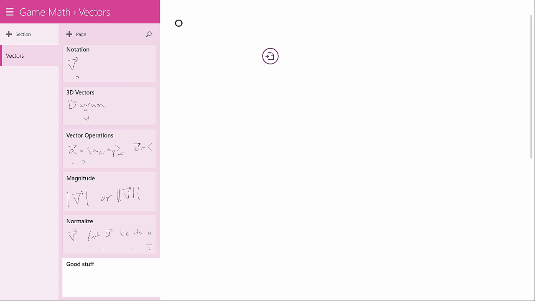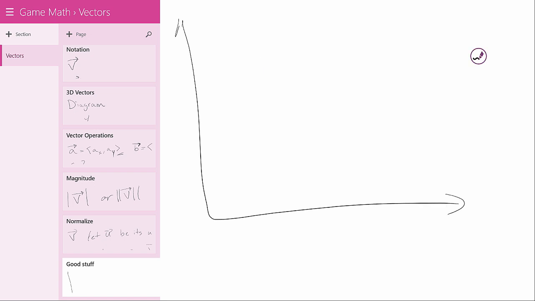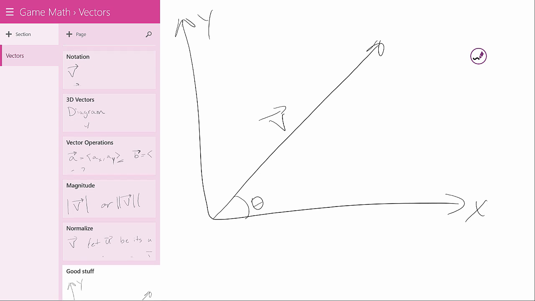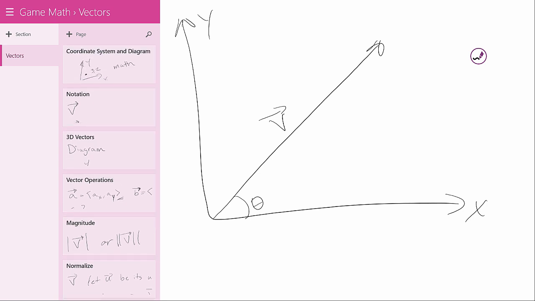So let me draw the coordinate system here. That's y, that's x. We have some vector v here. We have some angle here. We have the y component here, so that's vy, and the x component here.